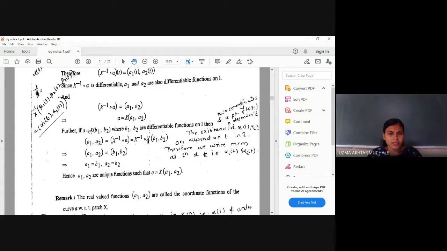So to prove uniqueness, let us assume the contradiction alpha is equal to x of v1, v2. So that means we will assume that there exist some other differentiable functions b1 and b2 which satisfy the same condition.